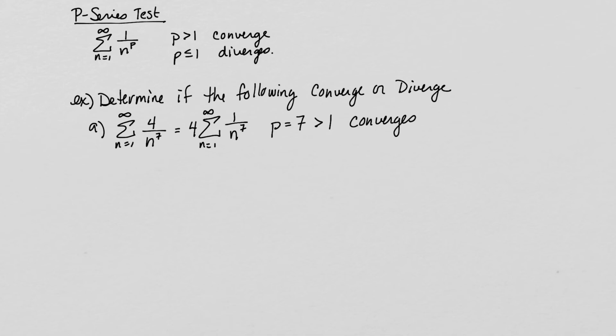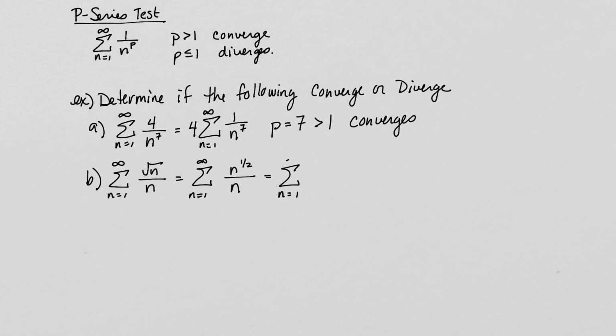Yeah, it is pretty easy. The only thing you have to watch out for is sometimes they don't look exactly like a P-series. So, for instance, you could have the summation n equals 1 to infinity of the square root of n over n. And you might look at that and go, that doesn't look like a P-series. But I could rewrite it, right? So square root of n is n to the 1/2 power divided by n, or the summation n equals 1 to infinity of 1 over n to the 1/2.